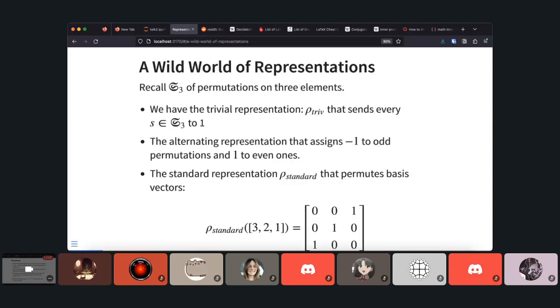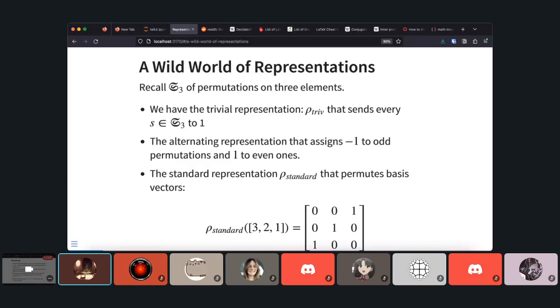But just to situate ourselves a little bit, I think where we were at the end of last talk is that we have this idea that we want to represent a group with matrices, and it turns out that there are just a ton of ways to do this.